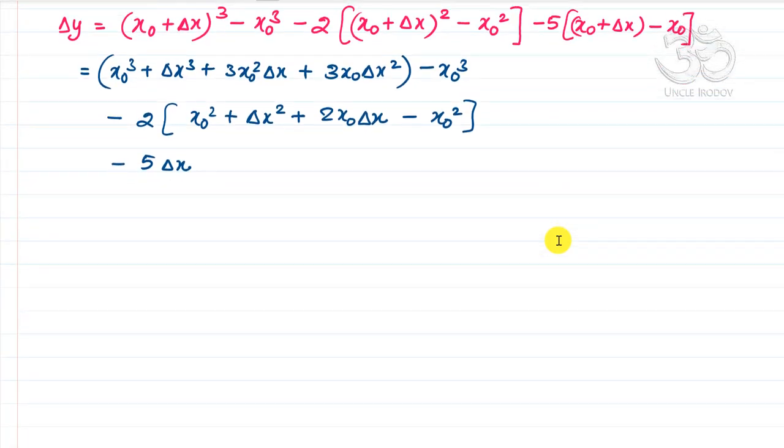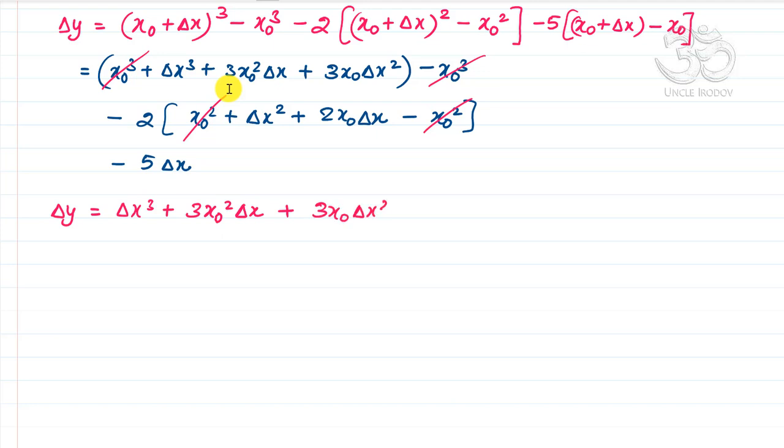So you will see that on the left hand side I've got a delta y, but on the right hand side from the first row x naught cube will cancel out. In the second row, x naught square goes off, and the terms that are left now will be delta x cube plus 3x naught squared delta x plus 3x naught delta x squared from the first row, minus 2 times of delta x squared plus 2x naught delta x for the second row, and minus 5 delta x for the third row.